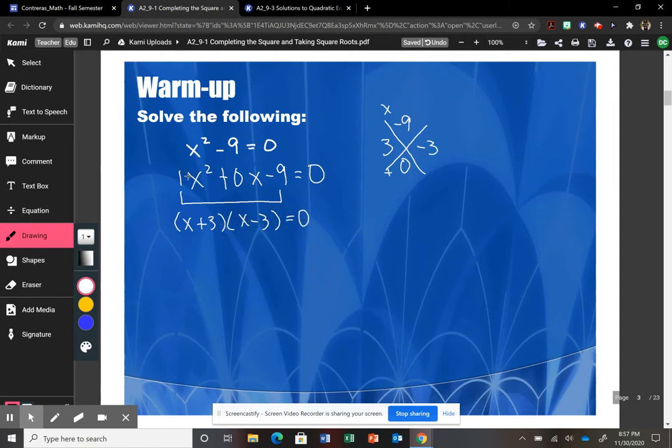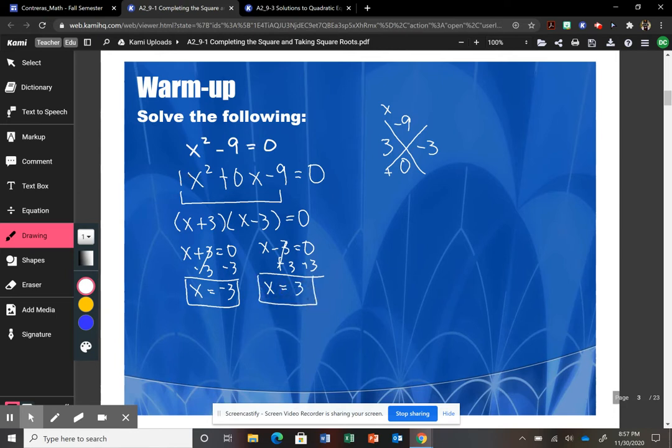Okay, and with the zero property, we know that x plus 3 is equal to 0, or x minus 3 equals 0. Okay, and then we just solve for x by isolating our variable. So here our solution is x is equal to 3, or x is equal to -3. Okay, and this was our factoring.